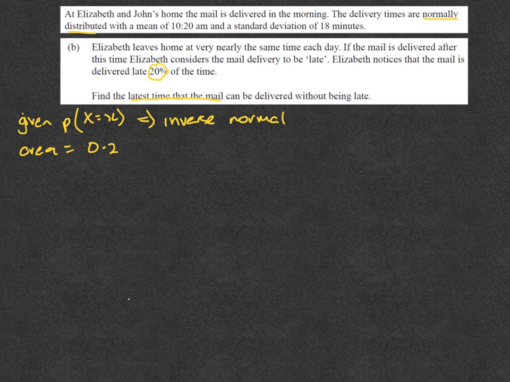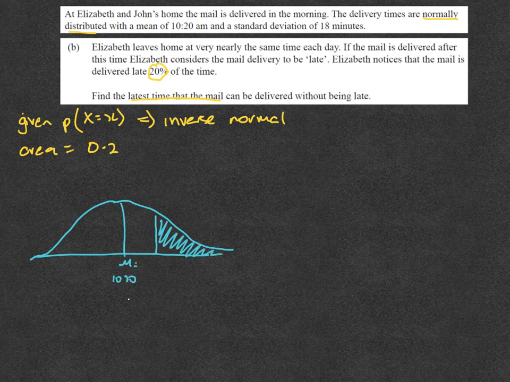Again, it's a good idea to draw the actual normal distribution curve like this, and that's our mean. We're saying that the mail is delivered late, so we're looking at this area here. We know this is 10:20, which we're setting as 0, remember? We need to find what this time here is, if that area in there is equal to 0.2.